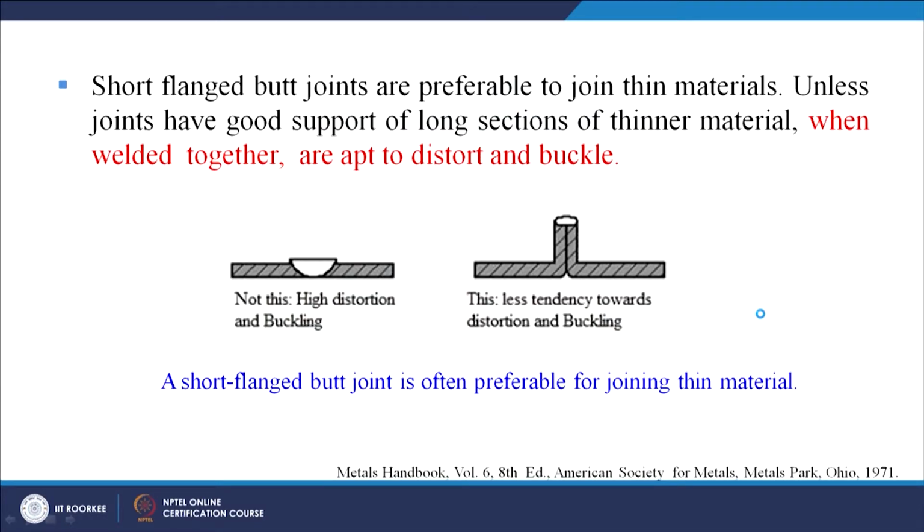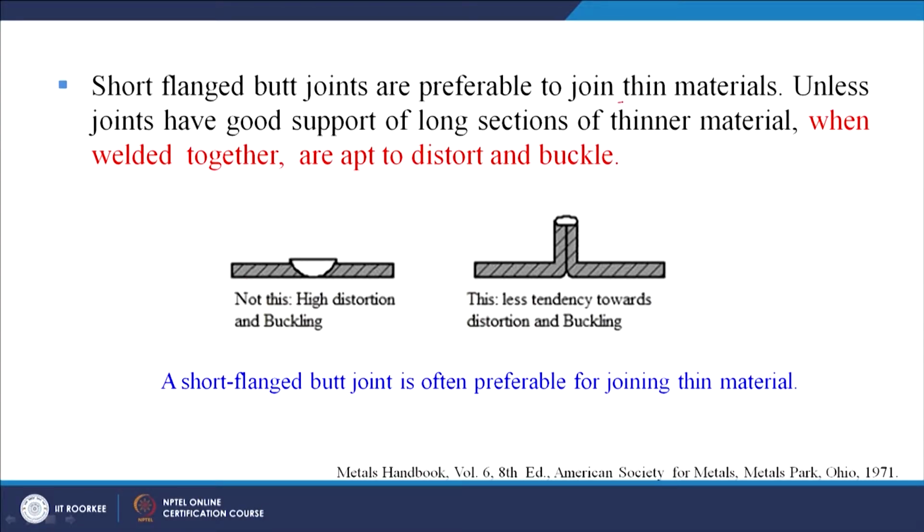Now let us see when we have to join very thin sheets of metal. So short flanged butt joints are preferable to join the thin materials. Whenever the thickness is less, we can see here these are the parts to be joined together and the thickness is comparatively lesser. So a short flanged butt joint is recommended, with less tendency towards distortion and buckling. So we have a short flange here and here we can do our welding.